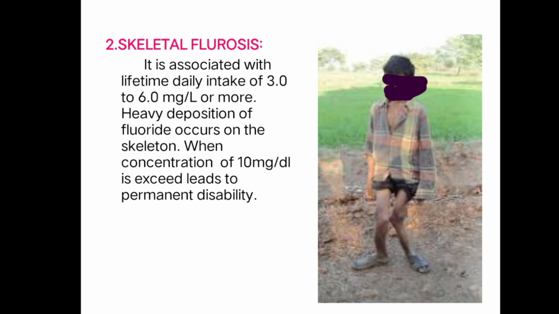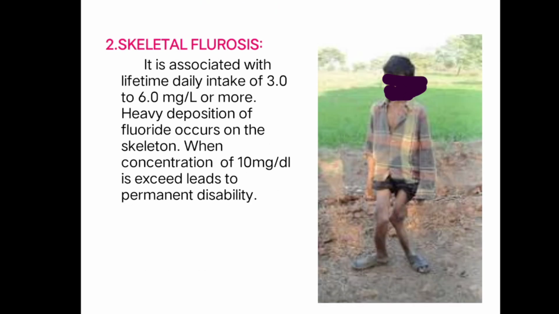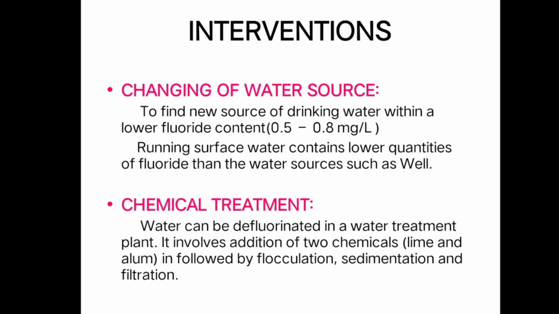Next is skeletal fluorosis. When the fluoride amount is increased to 3 to 6 mg per liter, it can lead to a permanent disability due to deposition of fluoride in the skeletal muscles. So this is dental fluorosis, that is deposition in the teeth, and this is skeletal fluorosis. The fluoride gets deposited in the skeleton, causing physical disability.